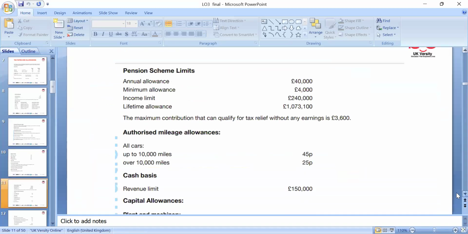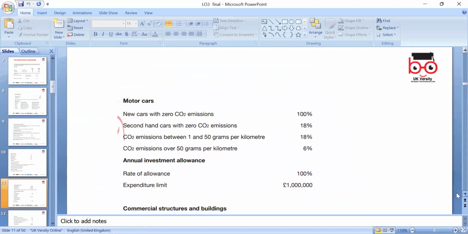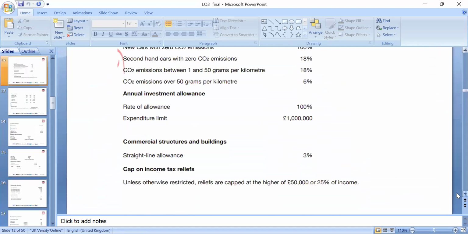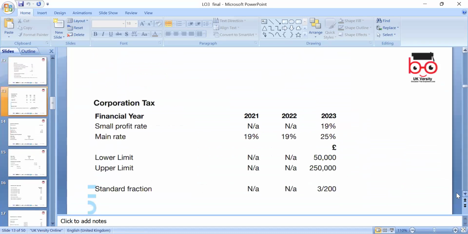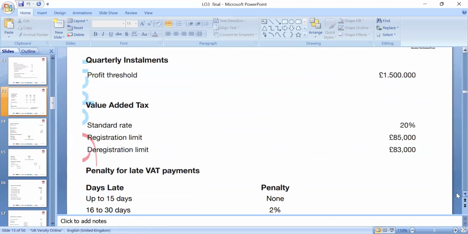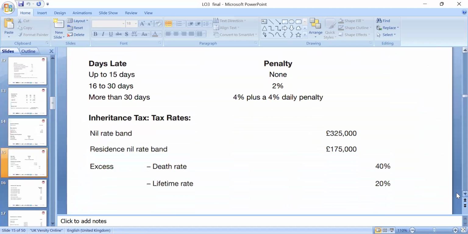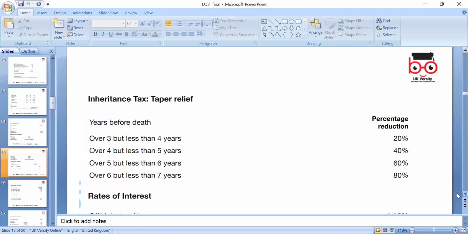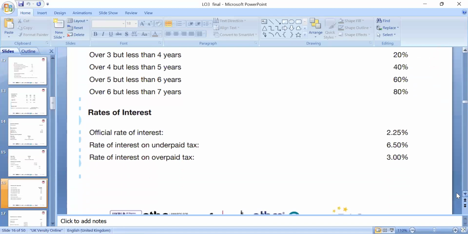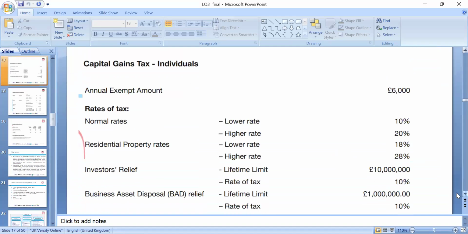Okay, so the pension limit, which we can look at, and then of course the capital allowance, and today we'll go through capital gains tax and capital allowance. Corporation tax, marginal relief. We discussed previously value added tax, which is VAT, inheritance tax, which is on inherited properties, and relief, and capital gains tax. The annual exempt amount is 6,000.